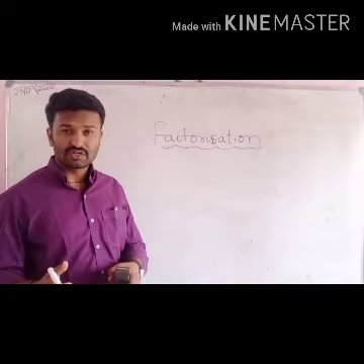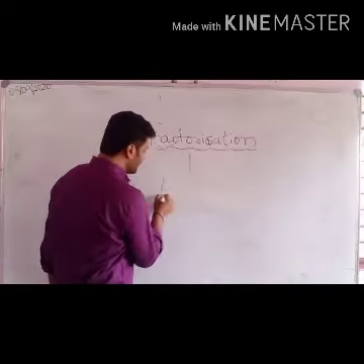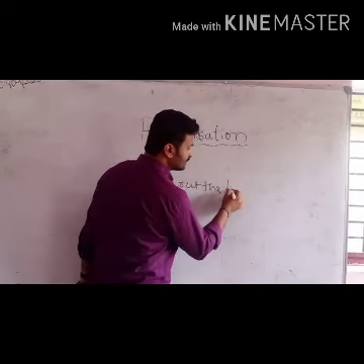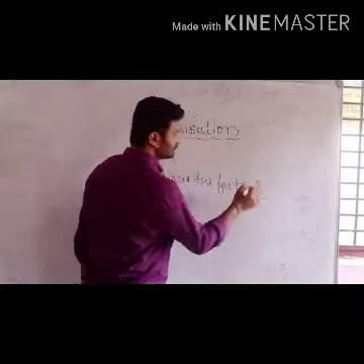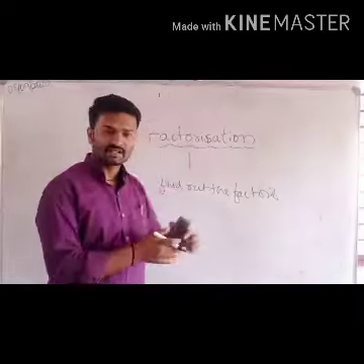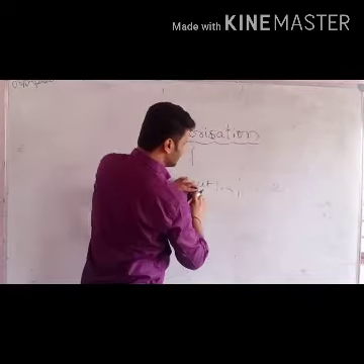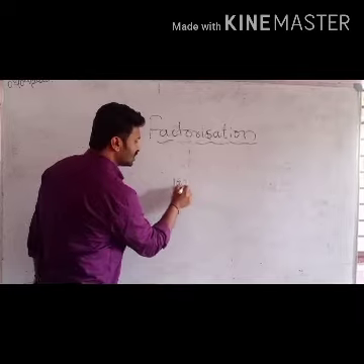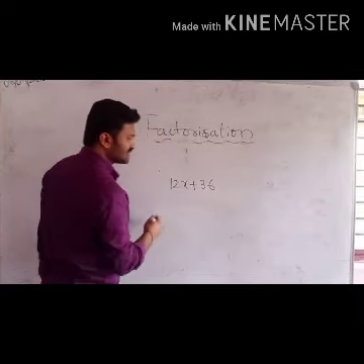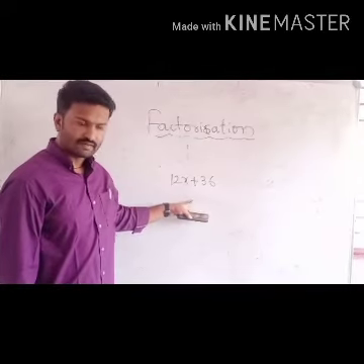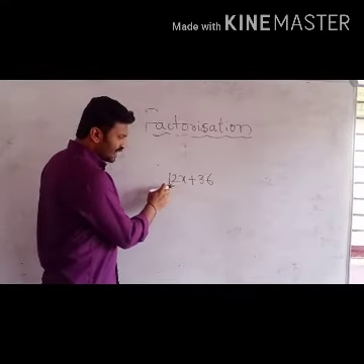We have to find out the factors. We will consider one example, 12x plus 36. This is there in your textbook.